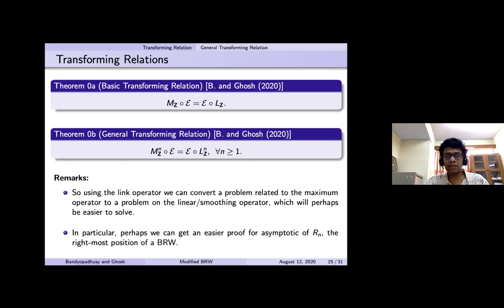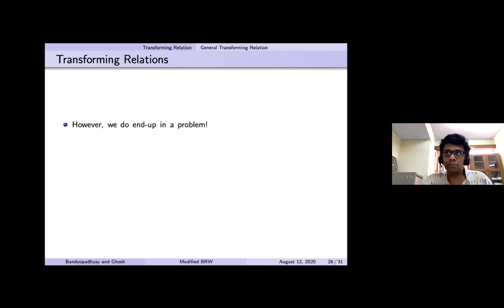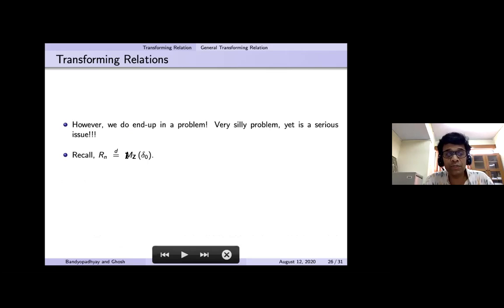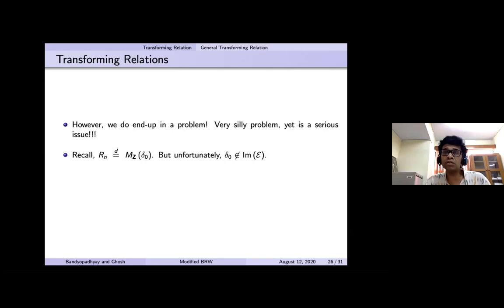However, we do end up in a problem, okay? And it's a very silly problem. As I said, there is a conspiracy happening, so there are many silly things happening behind the stage. The stage is only staged, right? So there are many silly things. For example, the following: Rn is the maximum operator, there is a typo, it should be M_{Z_n}, n is missing, acting on delta zero, right? That's the trivial observation. However, delta zero is not in the image of this link operator.